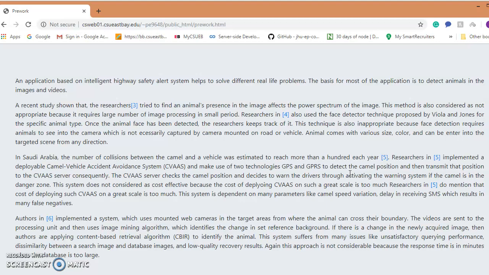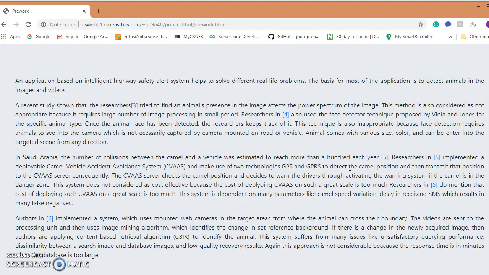Other researchers detected the face of the animal, and once the animal face was detected, they kept track of it. This technique is basically inappropriate because face detection requires animals to be seen by the camera, which is not necessarily captured by a camera mounted on the road or vehicle.